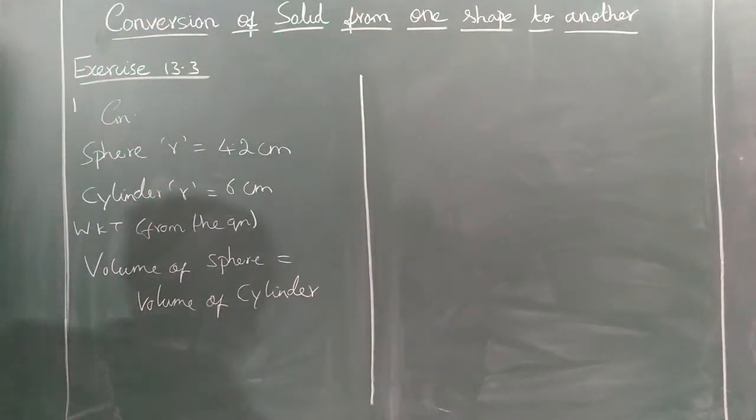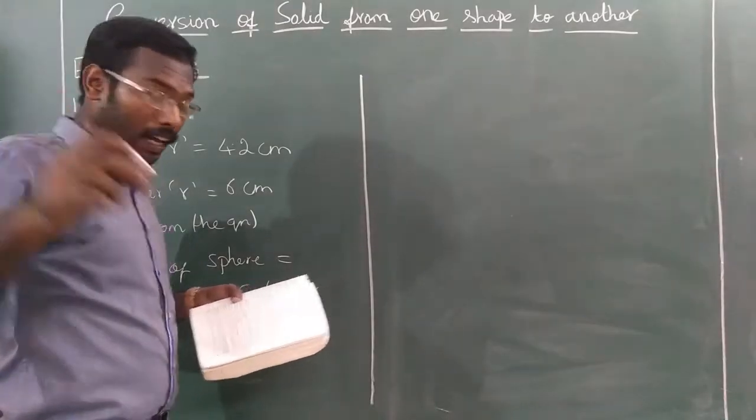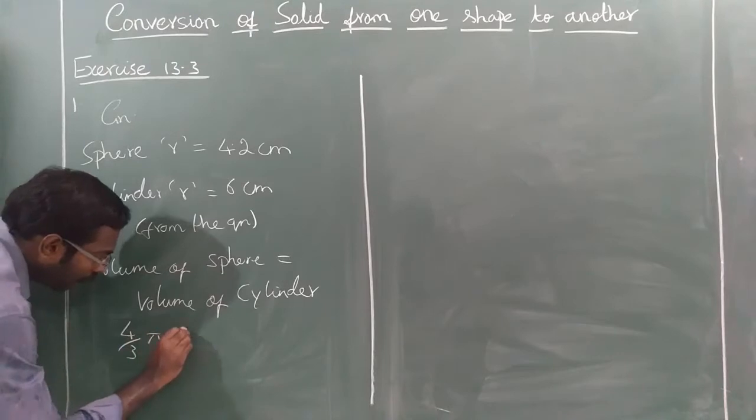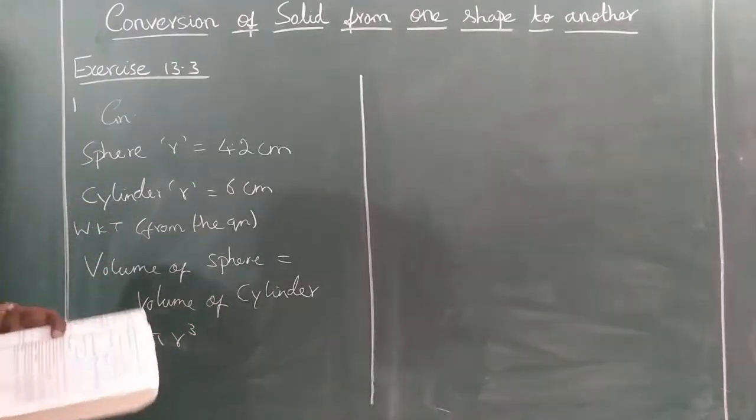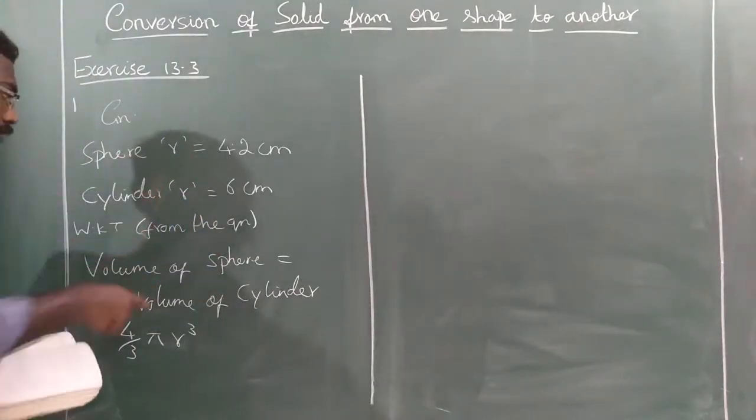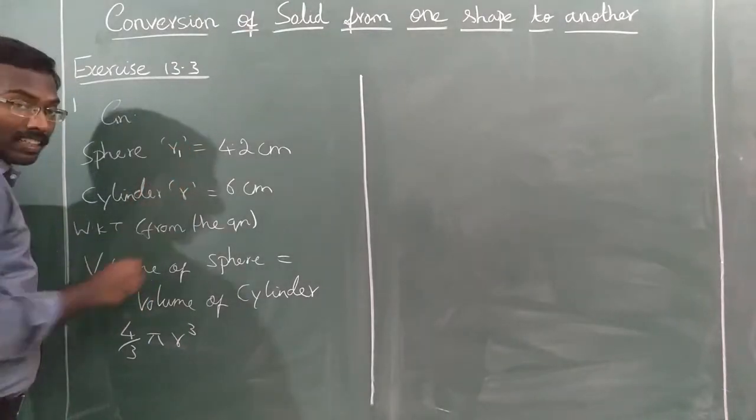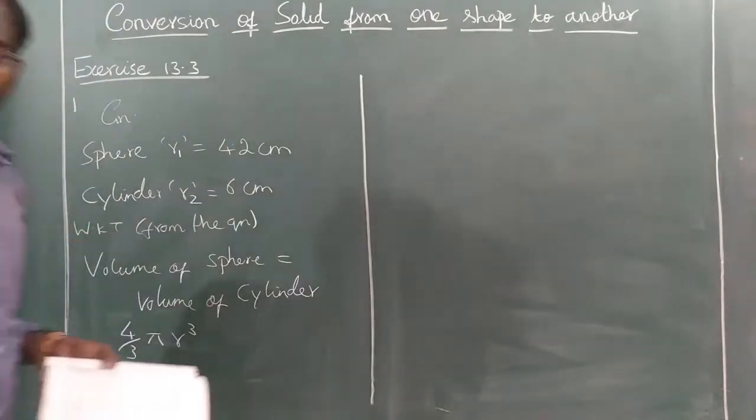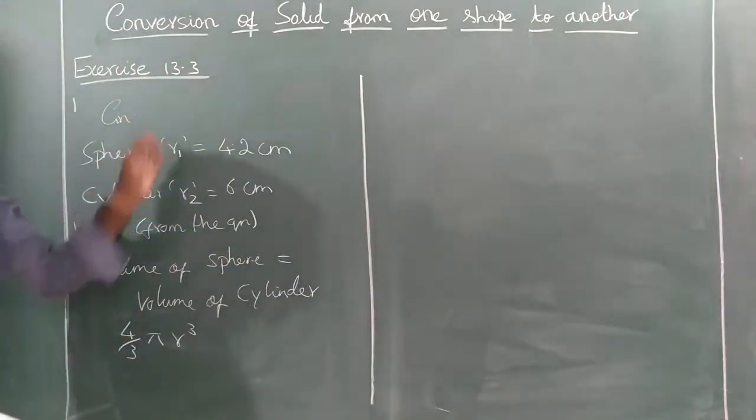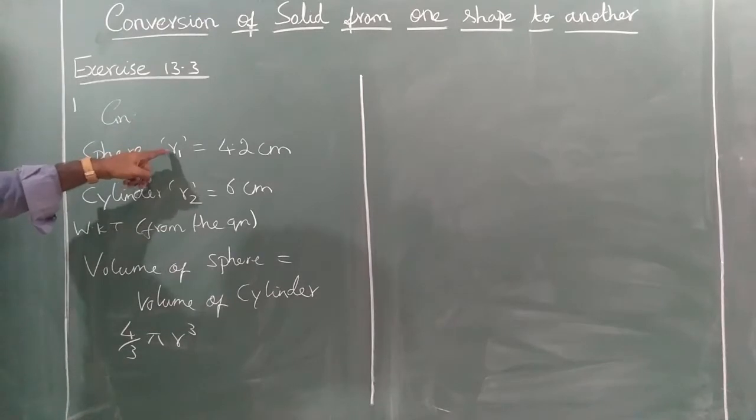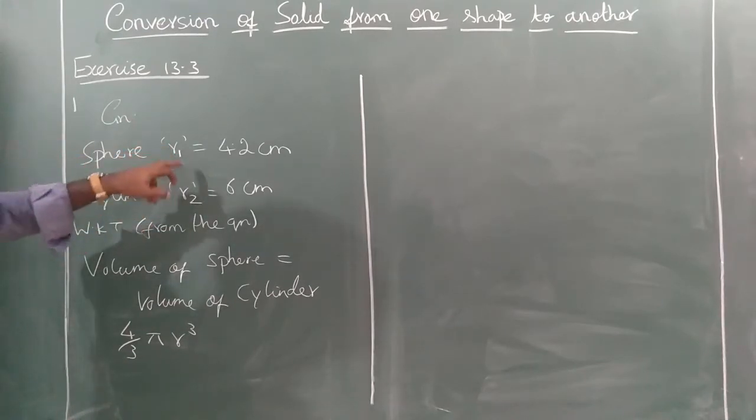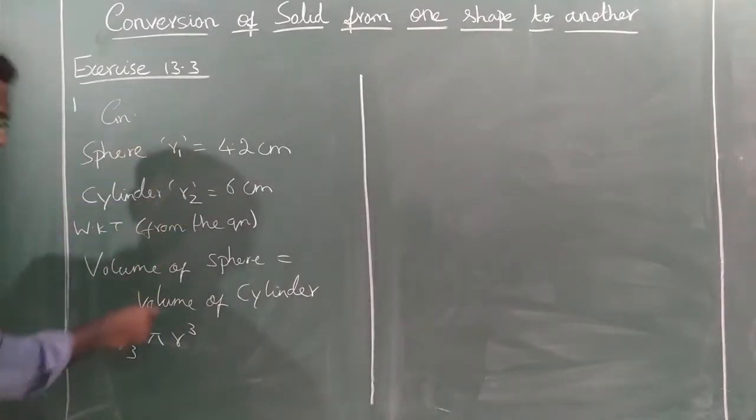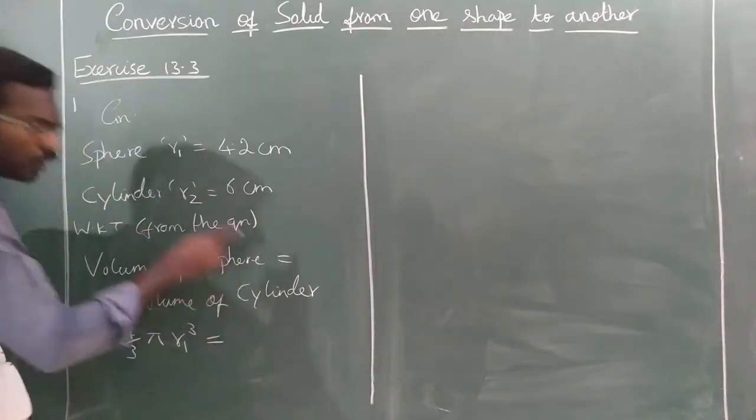Do you remember the volume of sphere formula? Yes, that is 4 by 3 pi r cube. Both have radii, so this one, sphere, you denote as r1 and cylinder you denote as r2. Just to show a difference, you can use small r, capital R, anything, or RA, RB, RS, RC. That's your wish. So sphere volume, 4 by 3 pi r1 cube, is equal to cylinder volume.